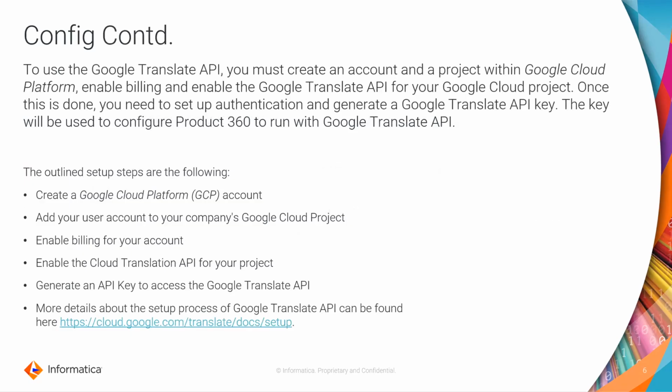To use the Google Translate API, you must create an account and a project with Google Cloud, enable billing, and then enable the Google Translate API for your Google Cloud project. Once this is done, you need to set up authentication and generate a Google Translate API key. The key will be used to configure P360 to run with Google Translate API. The outline steps are given here. Please have a look at it.